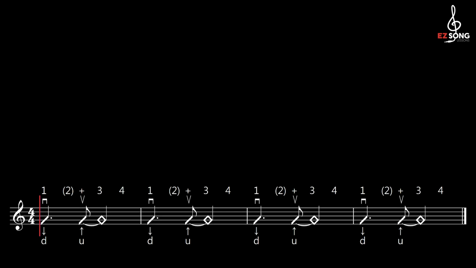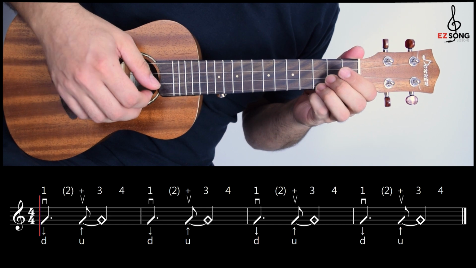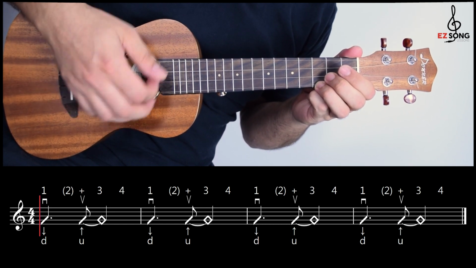Here are 3 rhythms that combine dotted notes and ties. This one starts with 1.5 beats, or dotted crotchet, and is followed by a 2.5 beat note, a minim tied to a quaver. 1, 2, 3, 4.